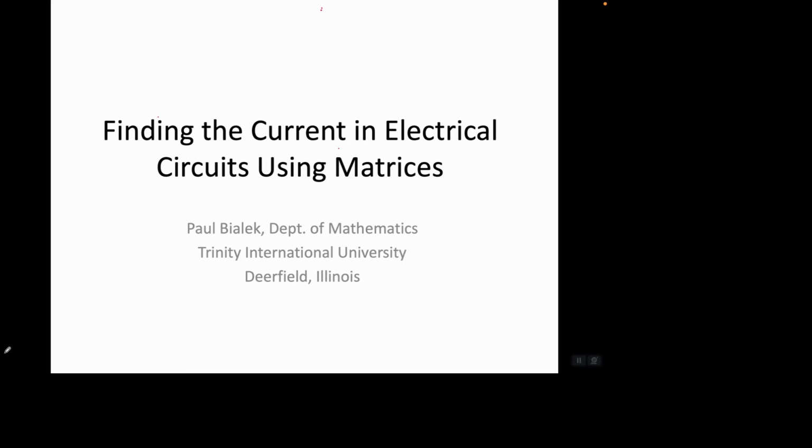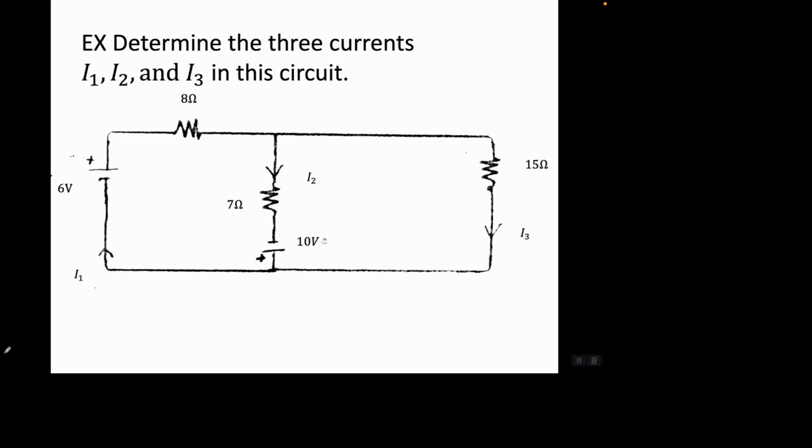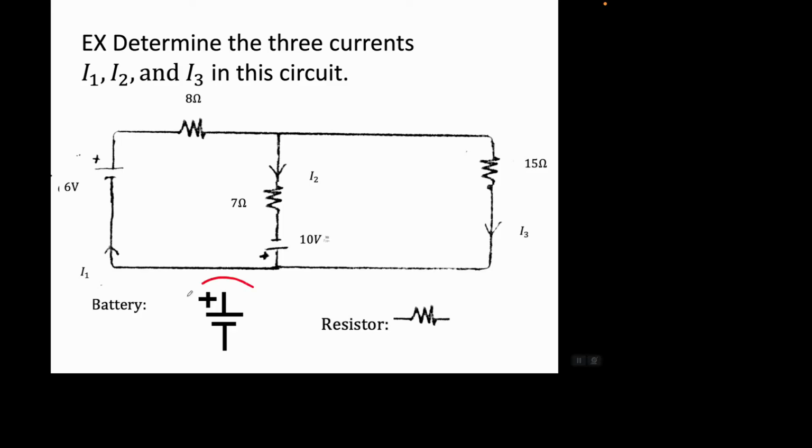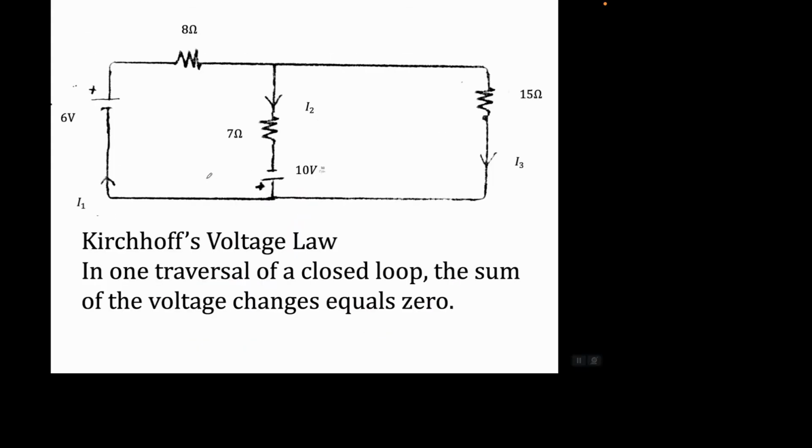Let's talk about finding the current in electrical circuits using matrices. For example, determine the three currents I1, I2, and I3 in this circuit. This is how we represent a battery, you can see it here, and this is how we represent a resistor. It resists the flow of current.